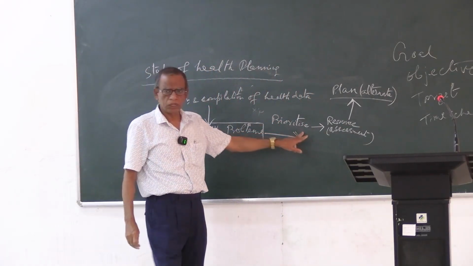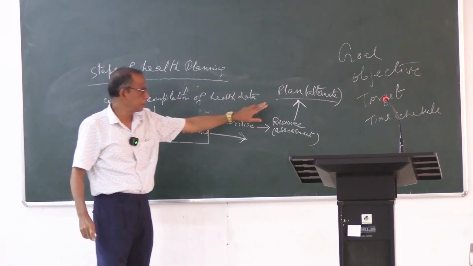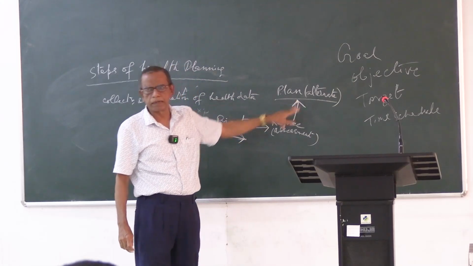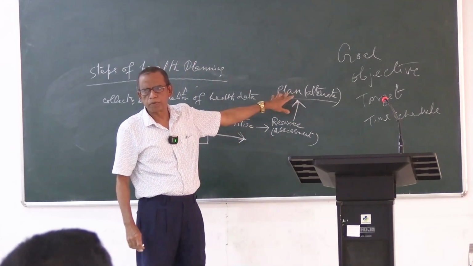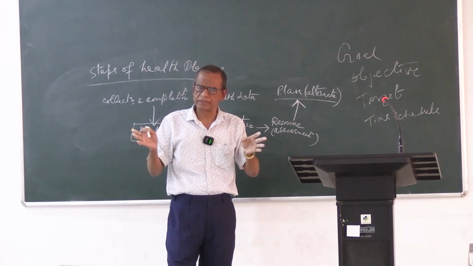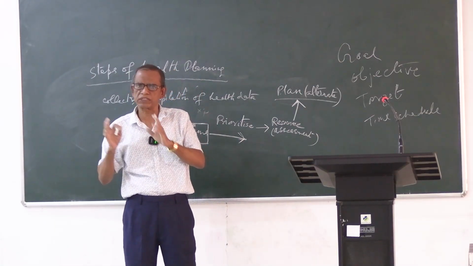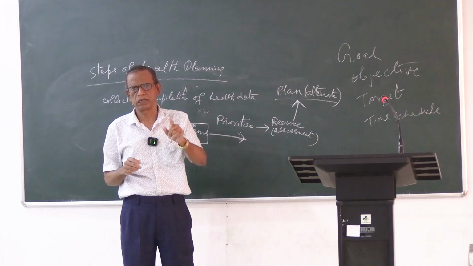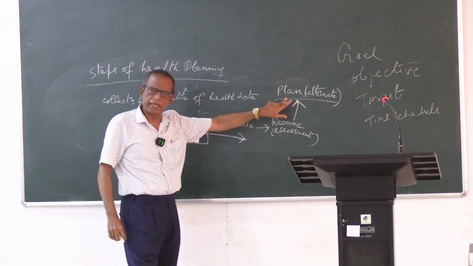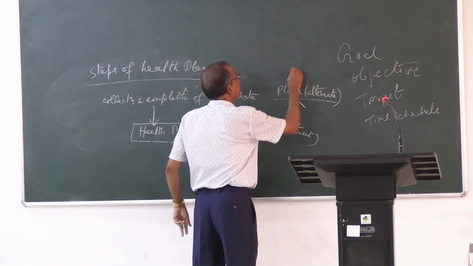Once you have prioritized that we want to reduce this health problem, then you have to think about the alternate plan, whether there is any alternate plan in terms of cost effectiveness. You can think about 2 or 3 plans, but out of 2 or 3 plans, which plan will be most cost effective? So, you take this cost effective plan. So, you always think about alternate plans which are cost effective.